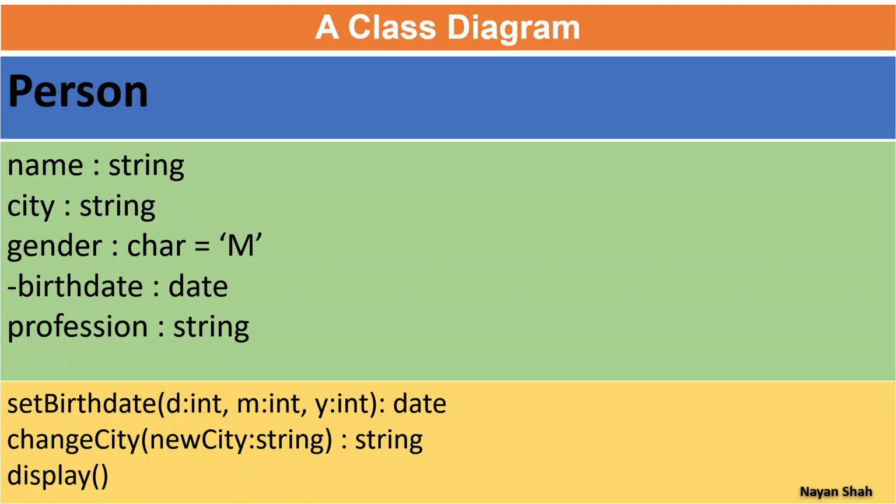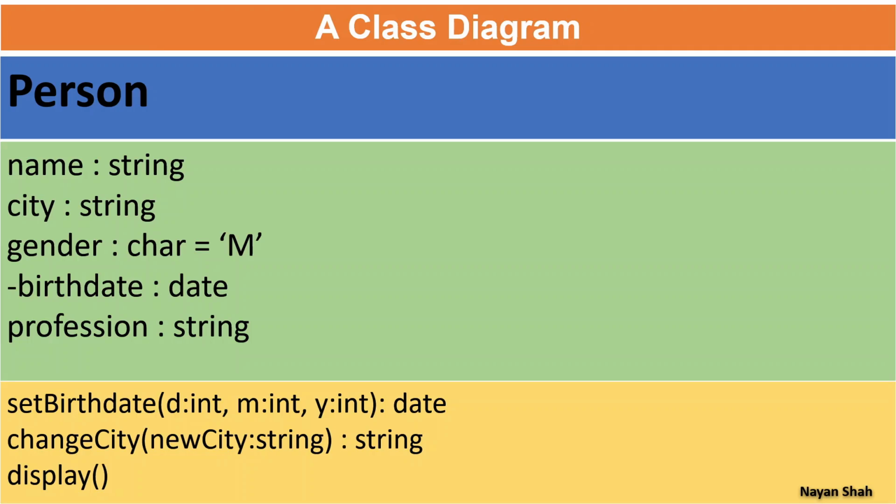Similarly, change city is the name of the method. New city string is a parameter. There can be 0 parameters, or there can be as many parameters as you need to work with that method. And string is the return data type. Display, there is no return type.